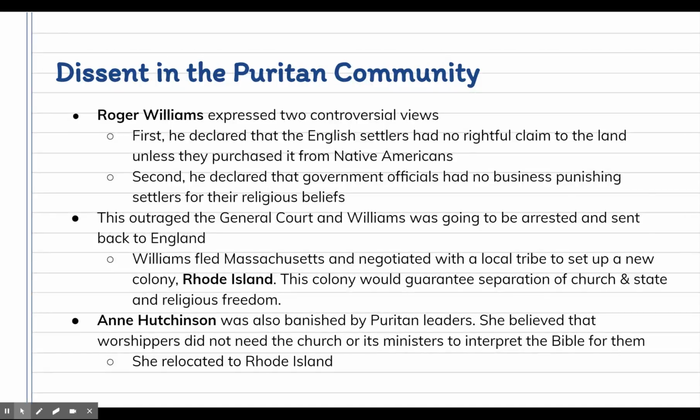Anne Hutchinson was also banished by Puritan leaders. She believed that worshipers did not need the church or its ministers to interpret the Bible for them. So if people can do that by themselves, it takes away power from church leaders that they wanted to hold on to. So for this idea, again being controversial, they wanted to have her punished, arrested, but she decided to leave as well. She went to Rhode Island.